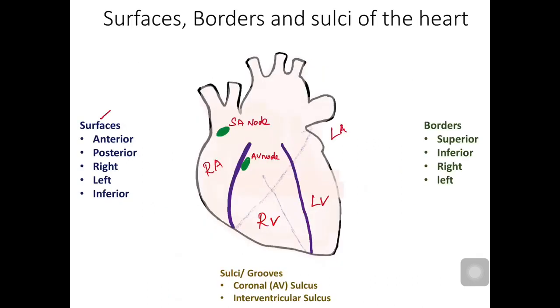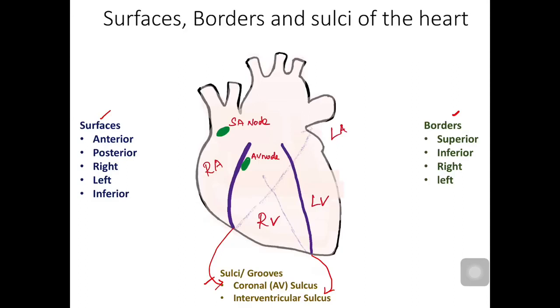The heart has 5 surfaces, 4 borders, and 2 sulci or grooves. So this is the coronal sulcus, and this is the interventricular sulcus. The coronal sulcus separates the atria and the ventricles, and the two ventricles are separated by the interventricular sulcus.